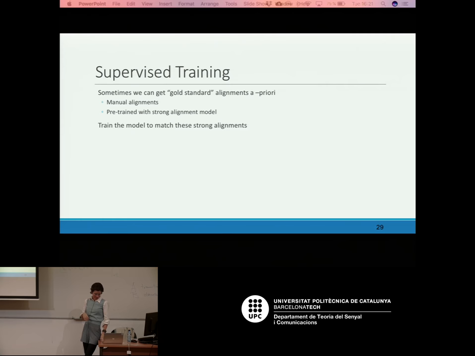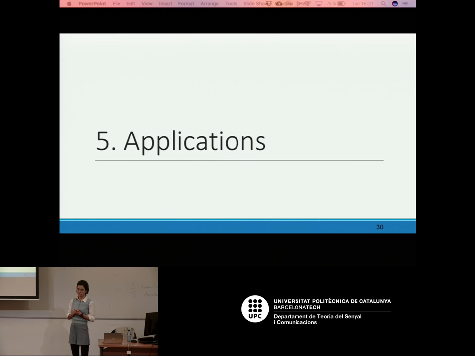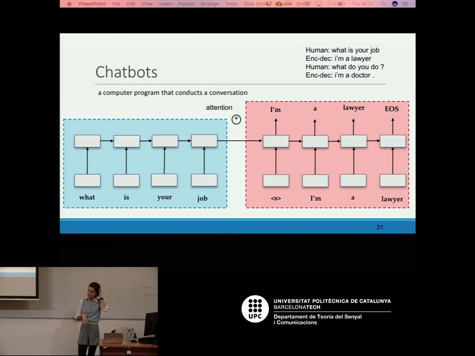Okay, applications of attention. We have already talked about applications. We have mentioned machine translation, image captioning. But the idea is that these are applications in general of this encoder-decoder architecture, okay? This idea that you have an input, you transform it into an intermediate representation, and from this intermediate representation, you transform it into your final, your objective representation. This is the encoder-decoder. With this approach, you can do many, many applications.